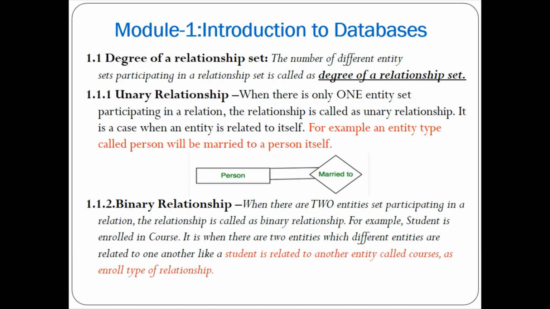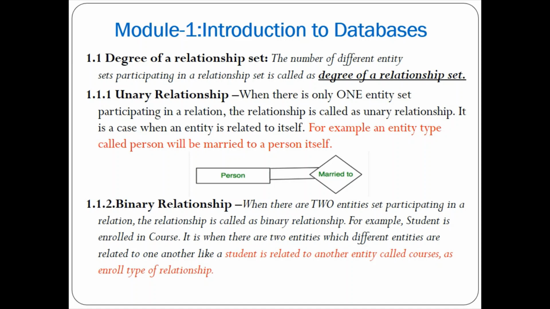Degree of relationship set. The degree of a relationship set is the number of different entities participating in the relationship set. We can also define the degree of a relationship as the number of entity types that participate in the relationship. By seeing any ER diagram, we can simply tell the degree of relationship. That is, the number of entity types connected to a relationship is the degree of that relationship.